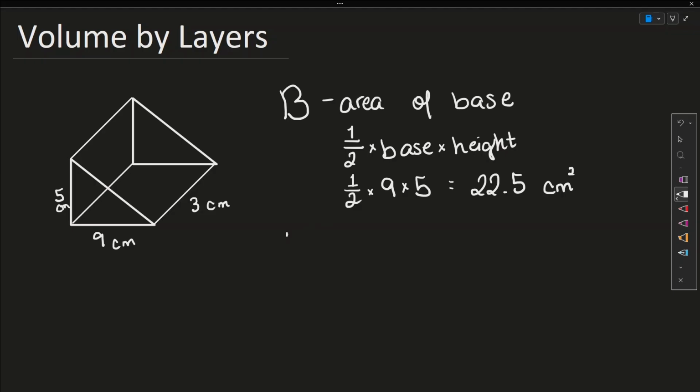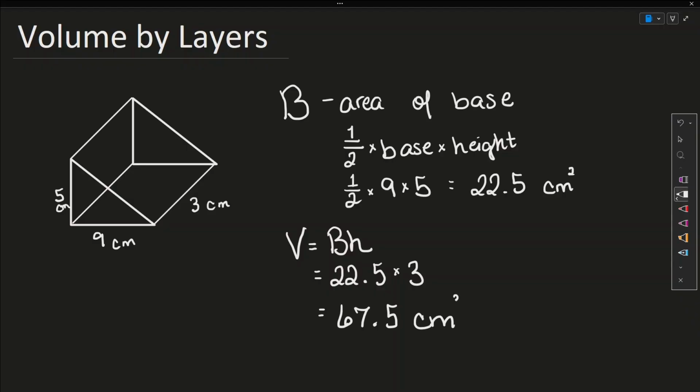So now let's actually use our volume formula. The area of the base times the height. We just found the area of the base to be 22.5. The height or the length of this prism is 3. So we have 22.5 times 3, which gives us 67.5 cubic centimeters. So the volume of the right triangular prism is 67.5 cubic centimeters.